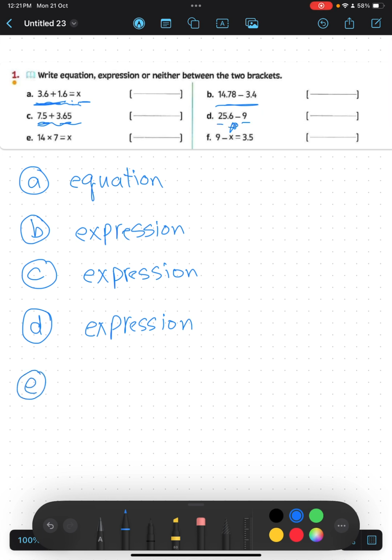letter E 14 times 7 equal x. هنا we have equal sign وده expression وده expression. يبقى we have equation. letter F we have 9 minus x equal 3.5. we have equal sign, 3.5 the expression و 9 minus x expression. يبقى then we have equation.